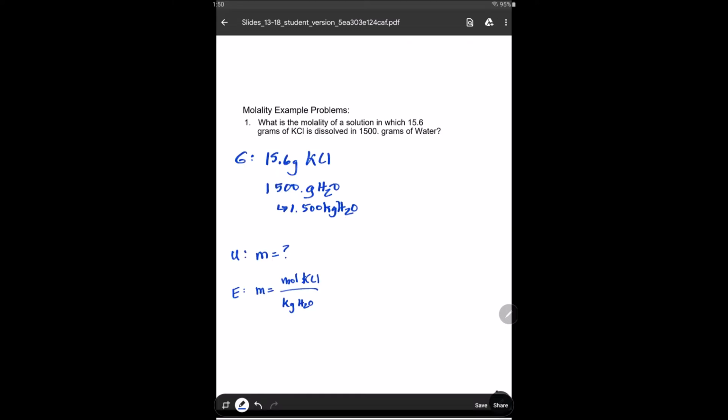First example problem here. What is the molality of a solution in which 15.6 grams of potassium chloride is dissolved in 1,500 grams of water? A couple things we need to pay attention to here. Our equation is moles of solute over kilograms of water, so make sure you get that solvent converted to kilograms, and you'll see the calculation up there on the screen to go from grams to moles.